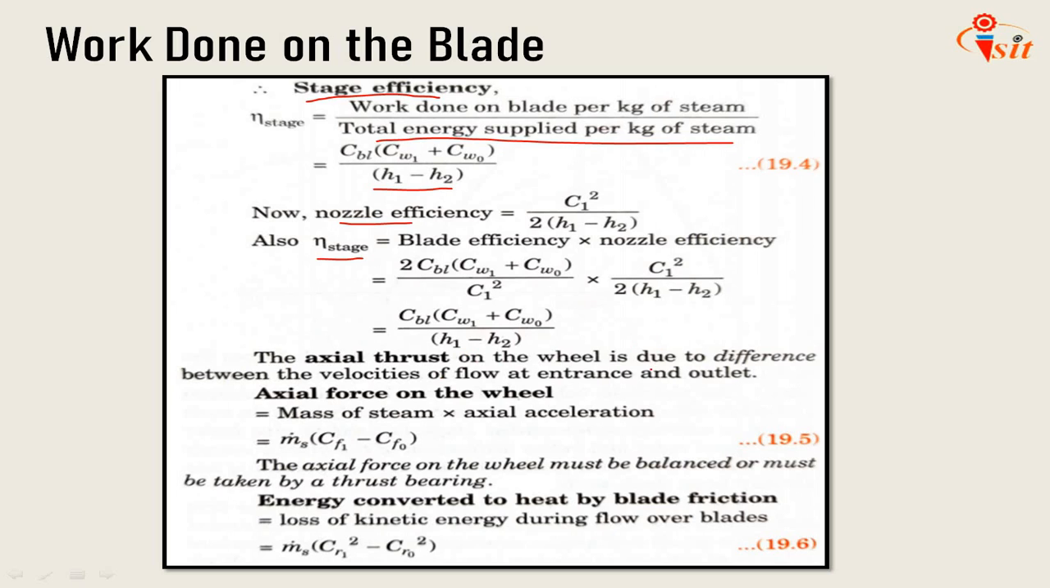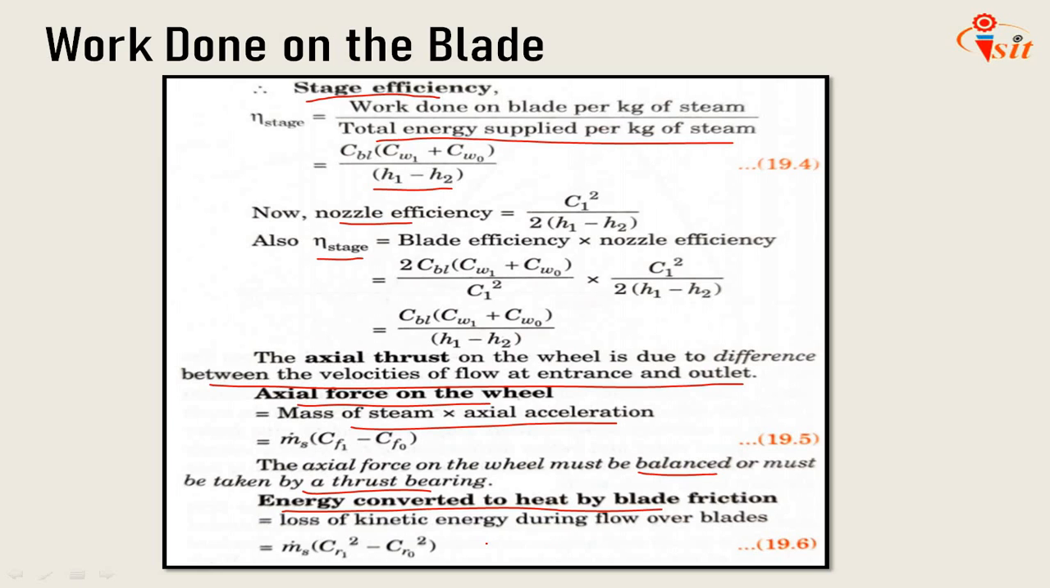The axial thrust on the wheel is due to the difference between the velocities of flow at entrance and outlet. What is axial thrust? The difference between the velocities of flow at entrance and outlet. So axial force will be the mass of steam multiplied by axial acceleration, that is CF1 minus CF0, the change in velocity. Ms (CF1 minus CF0) will be the axial force on the wheel. This axial force on the wheel must be taken by the thrust bearing.